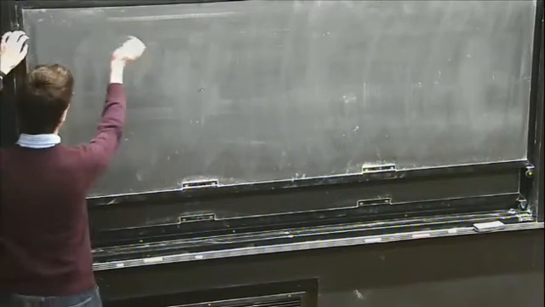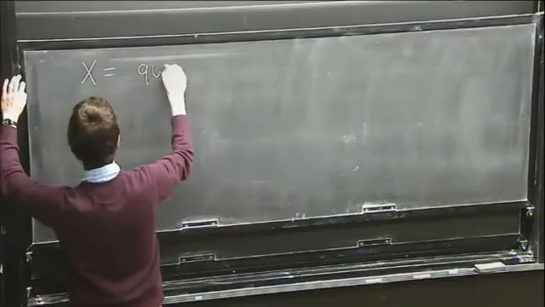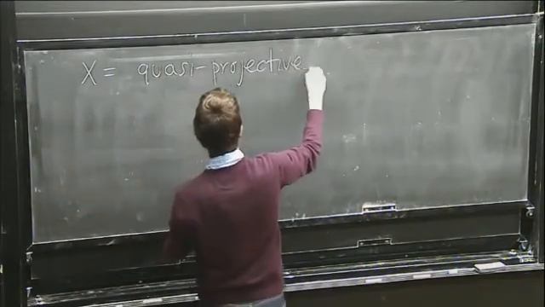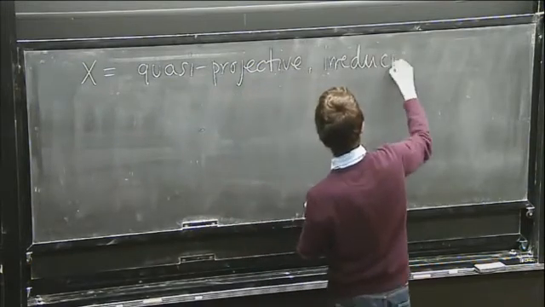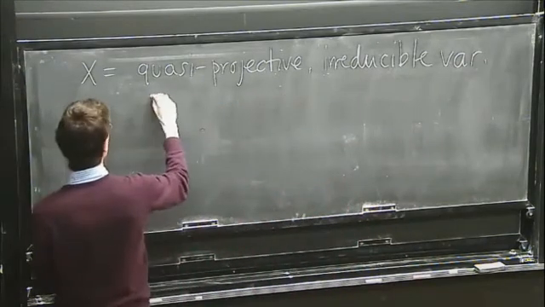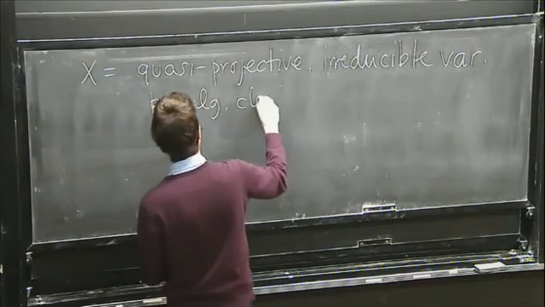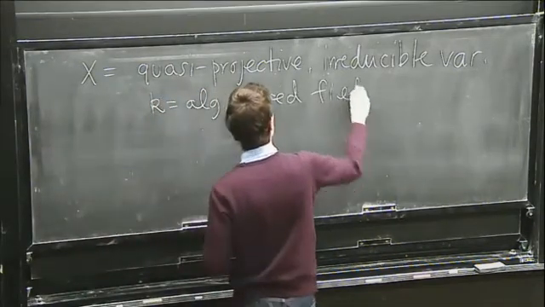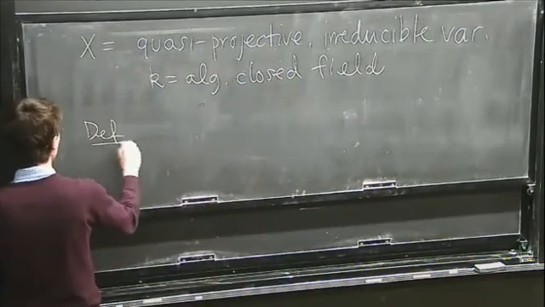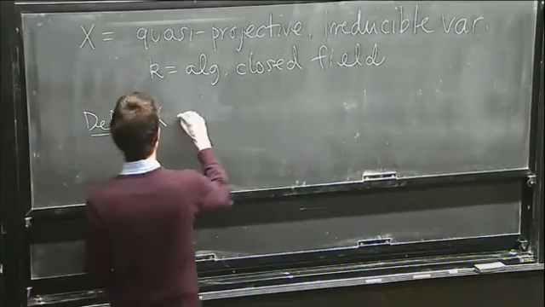definition. So let me take X to be a quasi-projective and irreducible variety. And this is over a field which I'll assume is algebraically closed. So K is an algebraically closed field. And so then the main definition is that we say that one of these varieties is birational to another variety. So write like this.